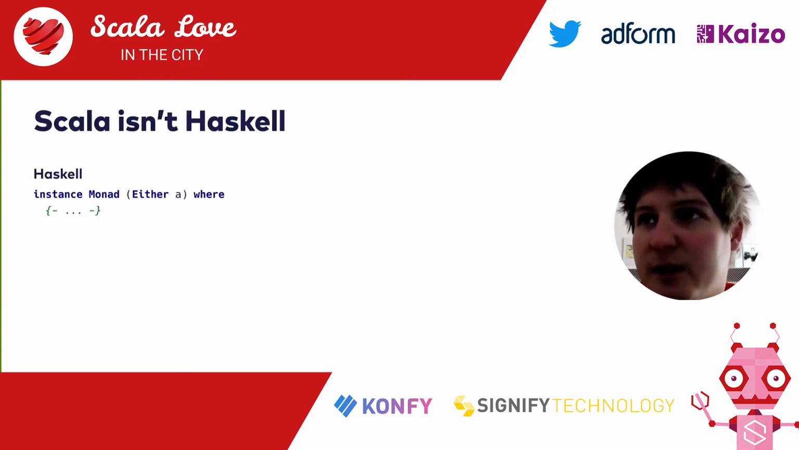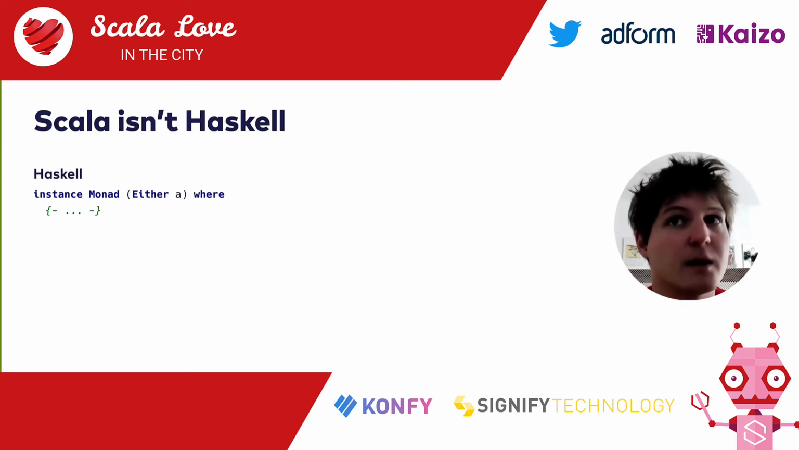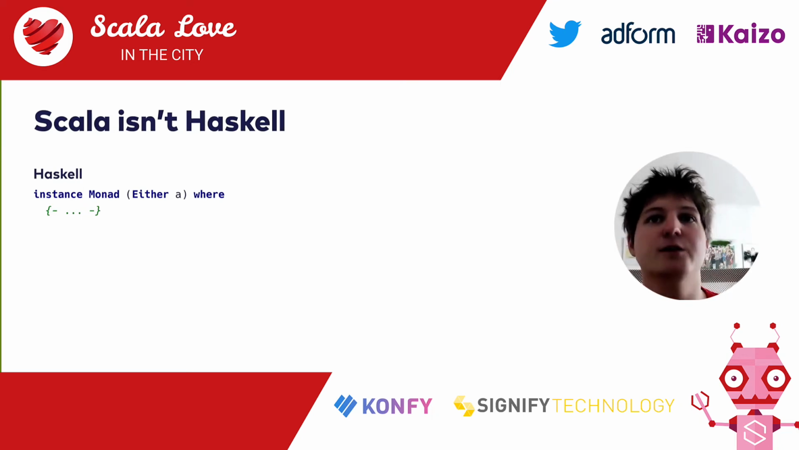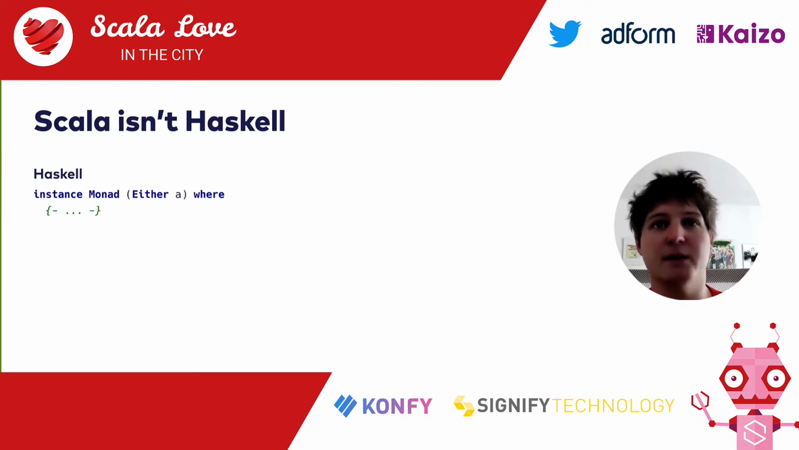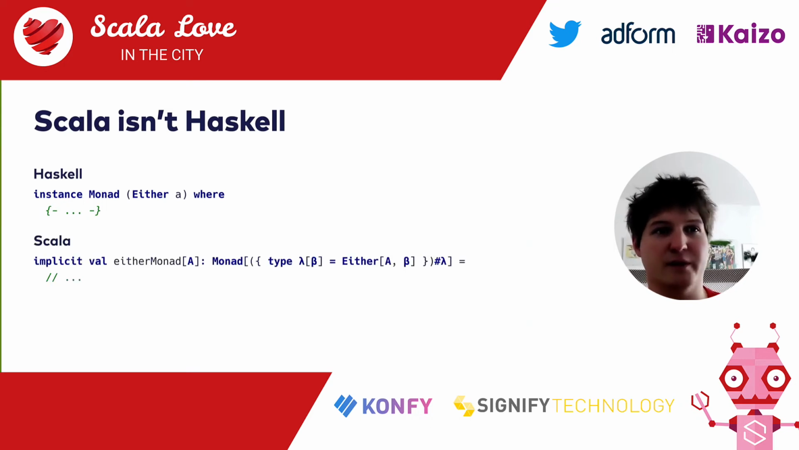As I mentioned, Scala isn't Haskell, and there are things that we can easily do in Haskell that we can't do in Scala. For example, consider the Either type. It also exists in Haskell. In Haskell, we can easily make Either an instance of Monad. We fix the A and say, well, Either A is an instance of Monad, and the B can then change with map and flatMap and so on. In Scala, we can't write that. We have to write stuff like this, or at least we used to have to write stuff like this.